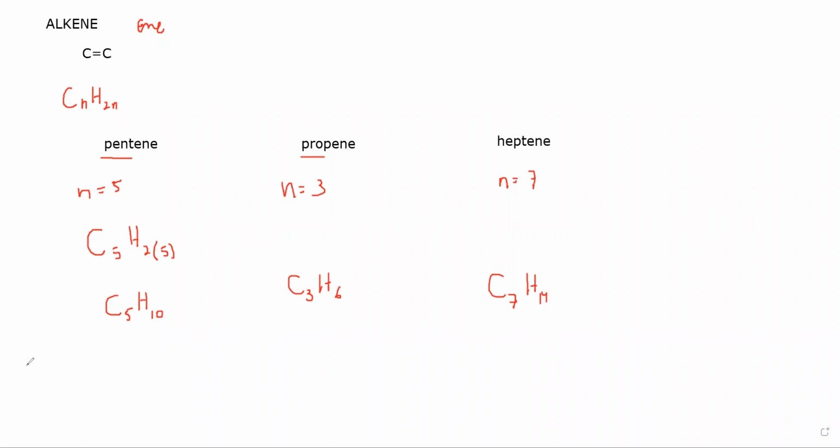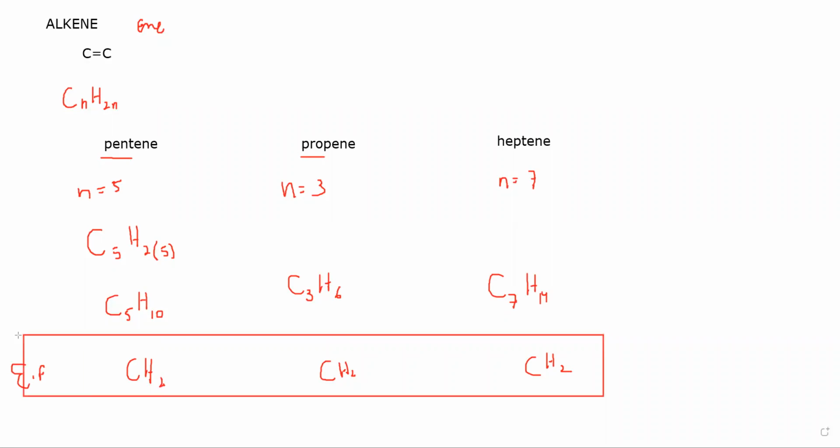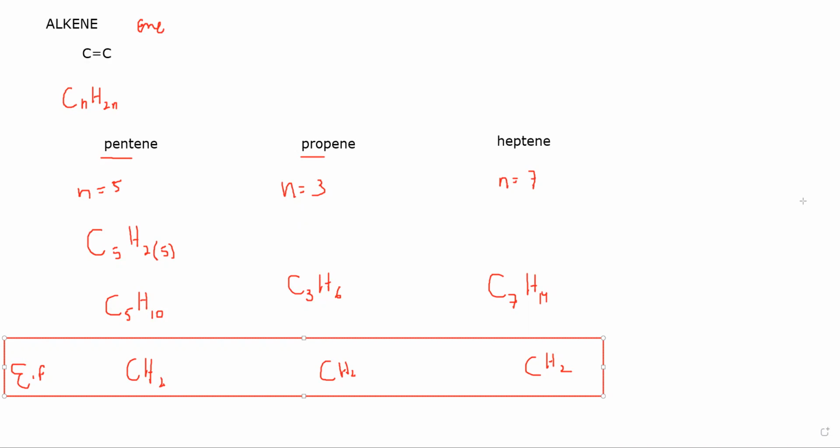But when we take the empirical formula, it is the simplest ratio. So you can see when I find the empirical formula of each, C5H10, the simplest ratio is 1:2. C3H6, the simplest ratio is 1:2. C7H14, the simplest ratio is 1:2. So all these alkenes have the same empirical formula. The empirical formula of all alkenes is the same.